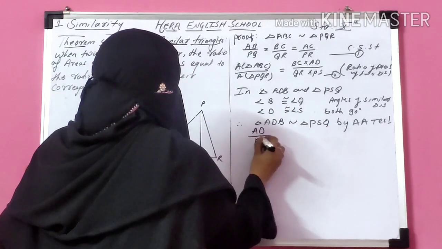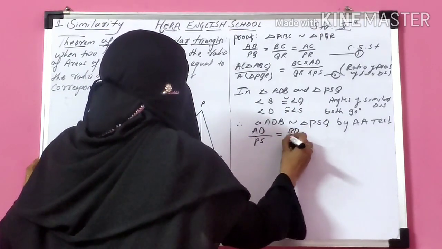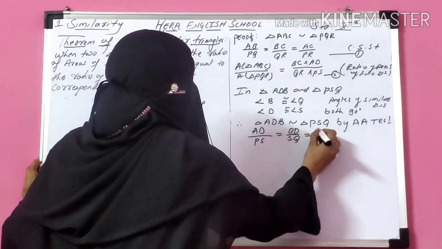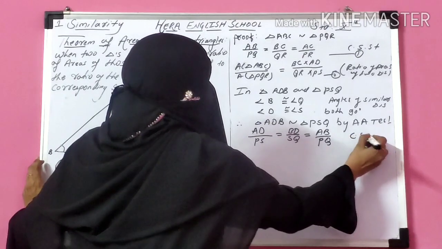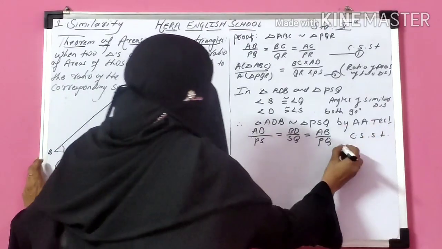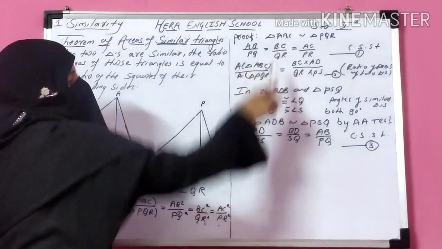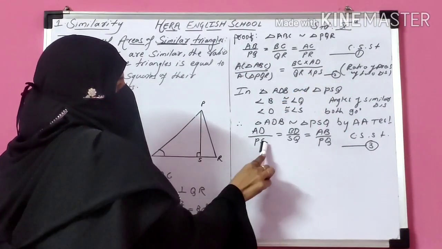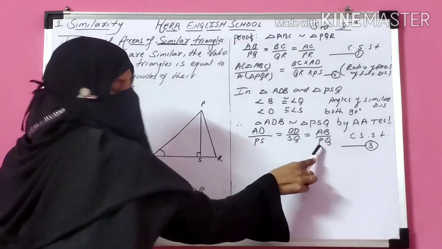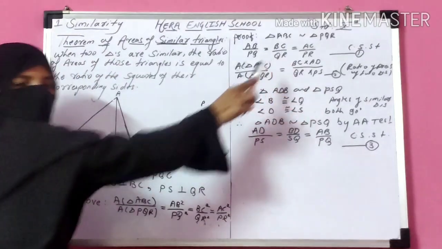AD upon PS first second, then BD upon SQ second third, AB upon PQ first third. Corresponding sides of similar triangles. Give it number 3. Now observe 1, 2 and 3. AD upon PS is equal to AB upon PQ, and AB upon PQ is equal to BC upon QR.